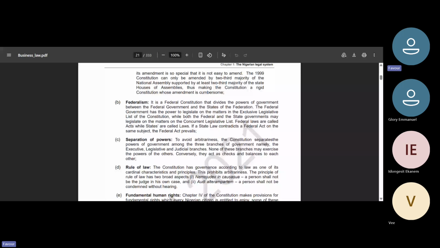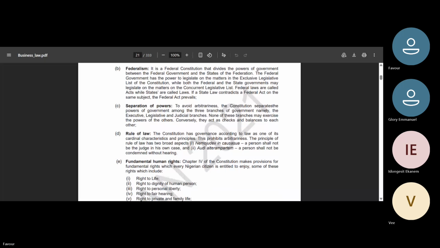The legislative can call the executive to order, right? The judicial branch can call both the legislative and the executive to order. Remember, the judicials are the courts, the legislative are the House of Reps, and the executives are mostly elected officers. That is the president, the governor, the local government chairman, and all that. Then the next is the rule of law. The Constitution has governance according to law.